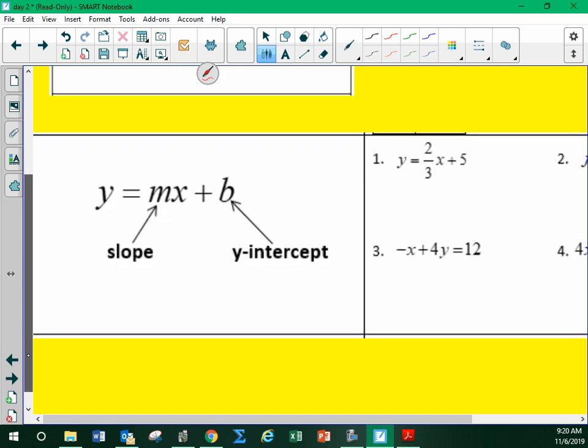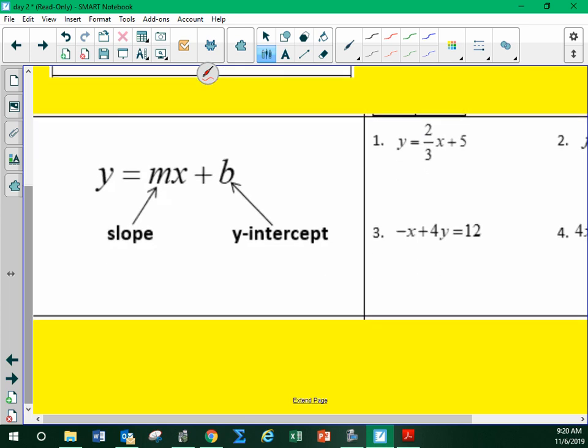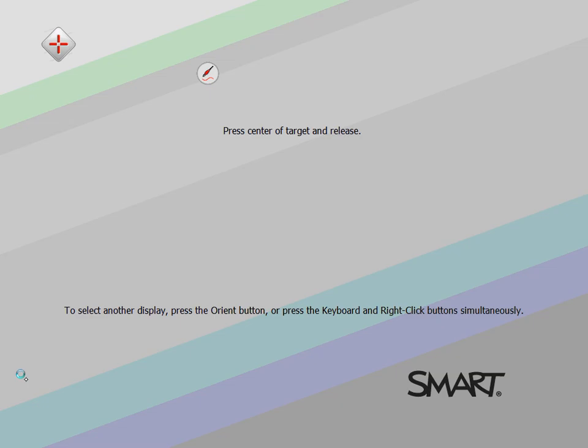So our equation that we use heavily in Algebra 1 is y equals mx plus b. Now, our equations, these are numbers. Oops. Okay, let me orient the board one more time. Third time is maybe the charm.